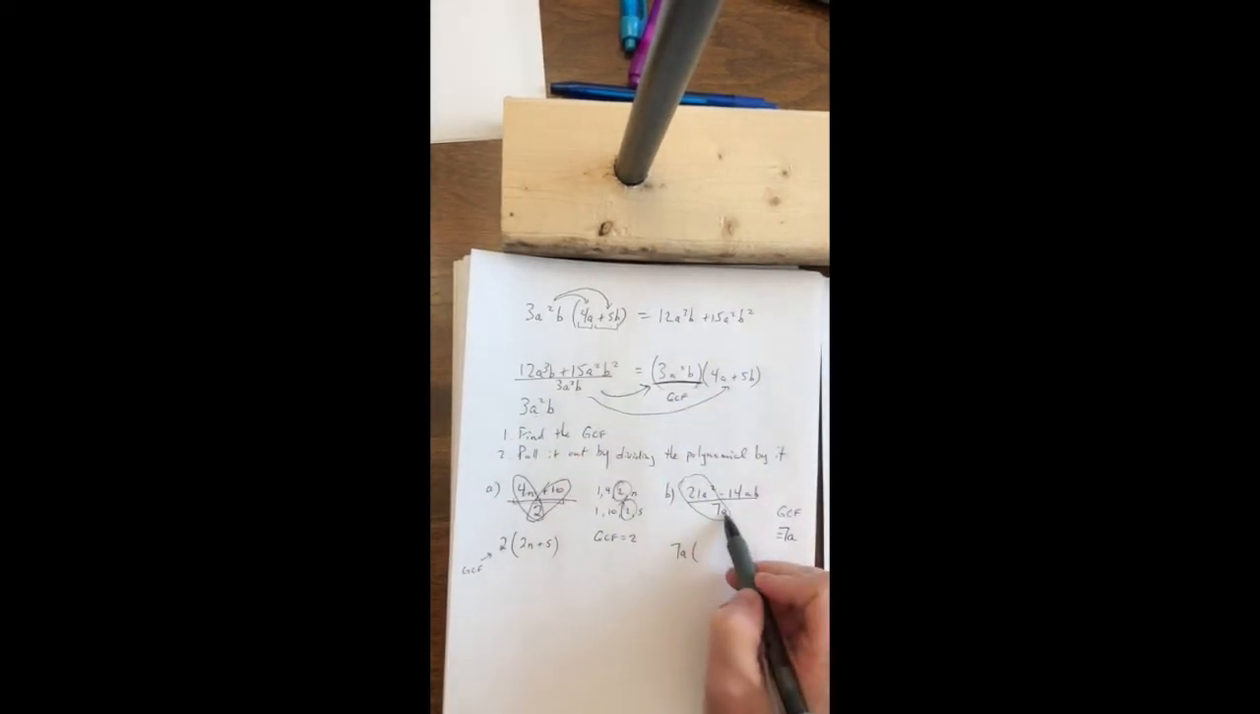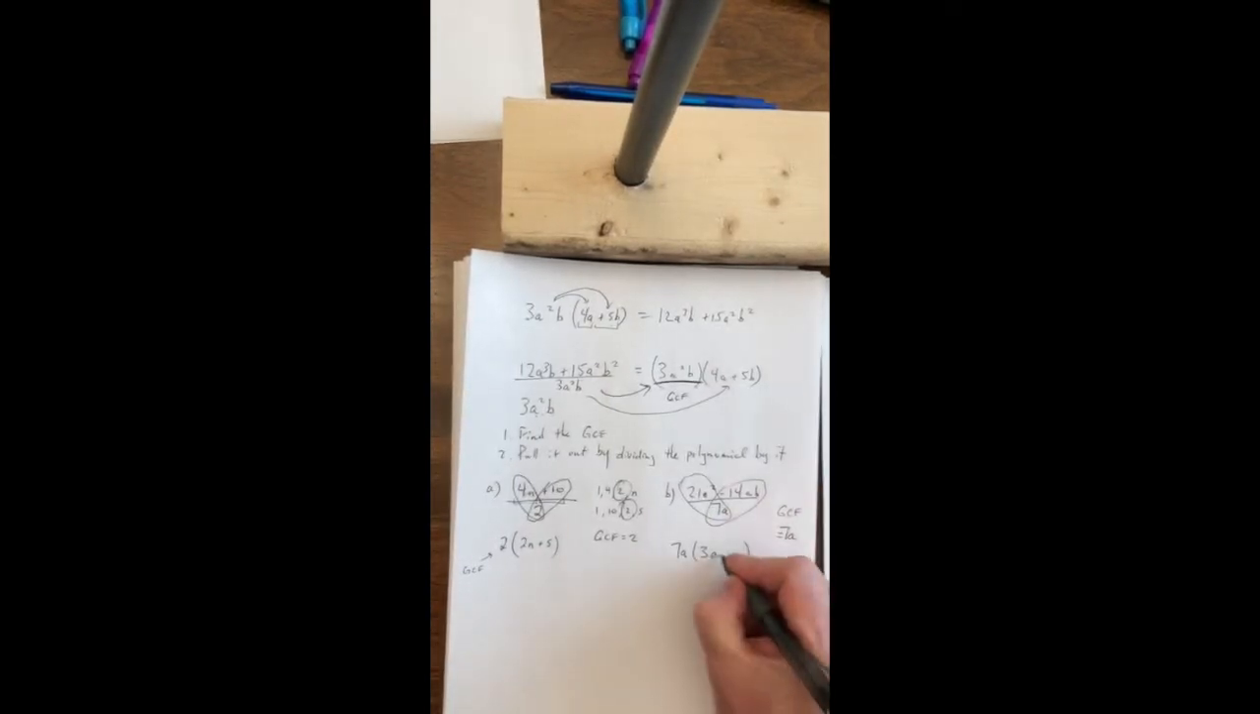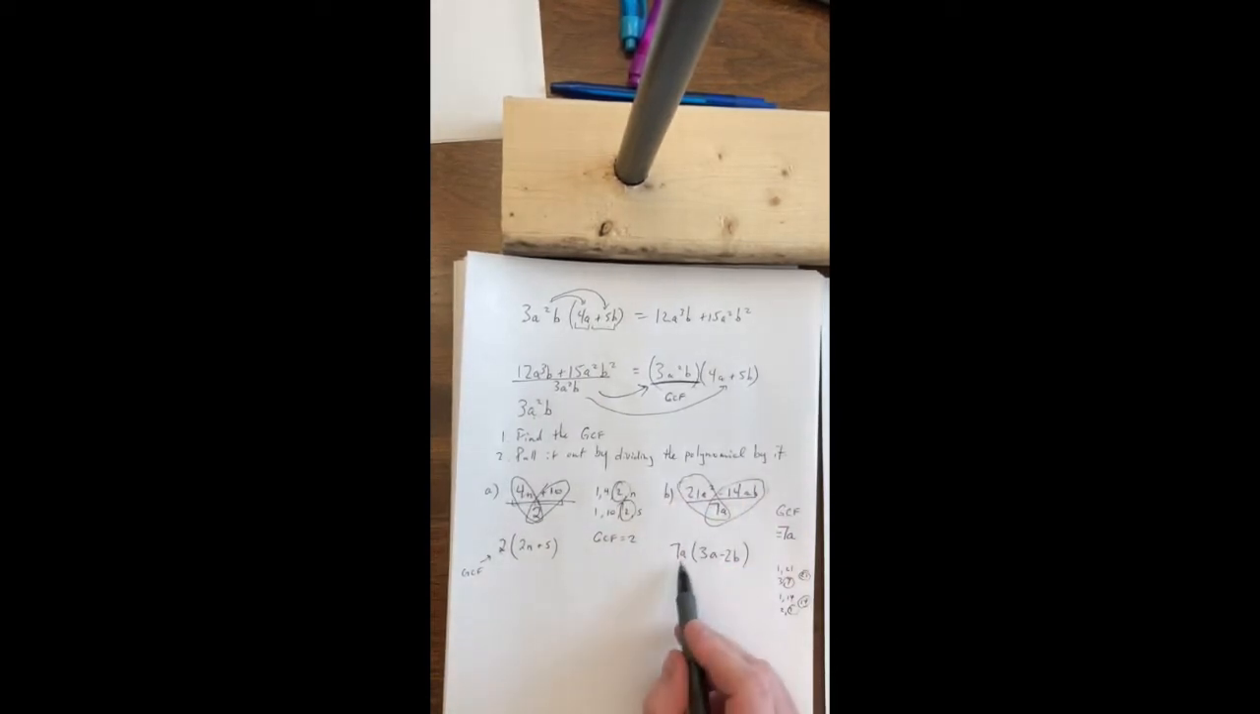21a squared divided by 7a. 21 divided by 7 is 3. A squared divided by a is a. Remember, keep the base, subtract the exponents. And minus 14 divided by 7 is minus 2. A divided by a is gone, and we're left with b. There we go. This is factored. This times this gives us this. 7a and 3a minus 2b are our two factors.